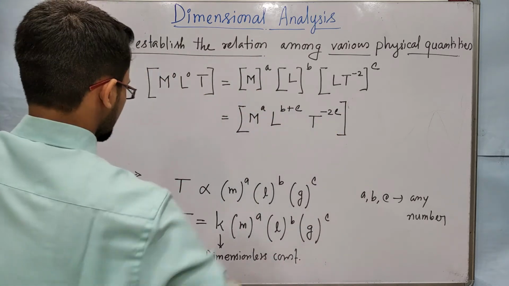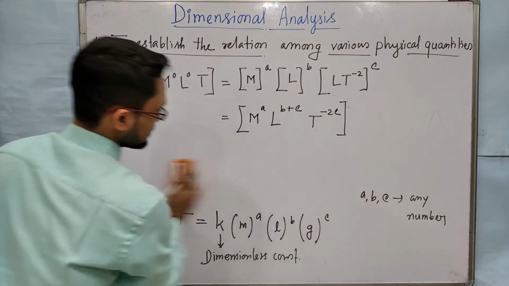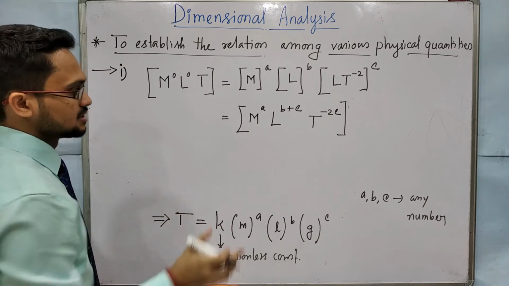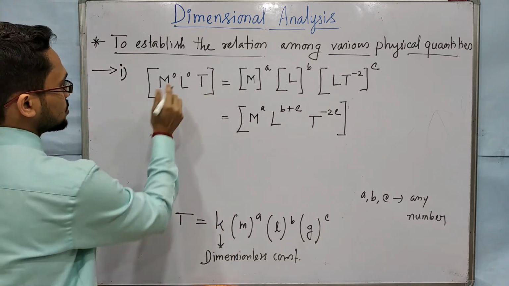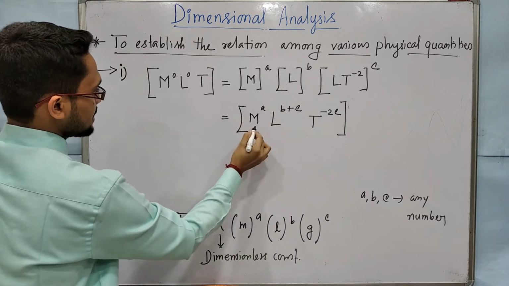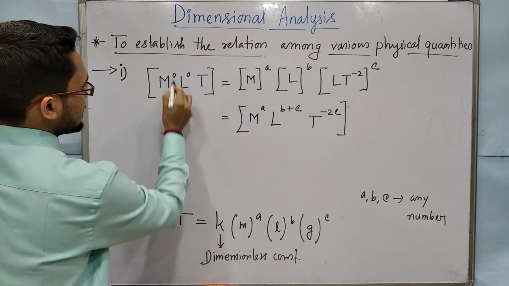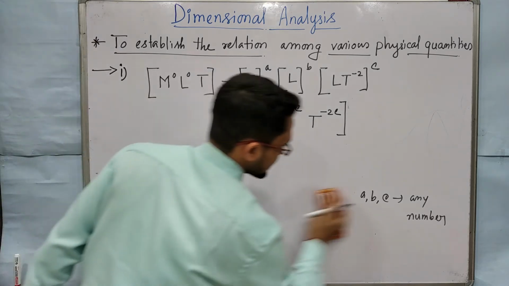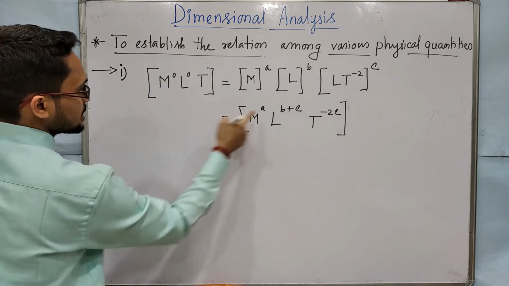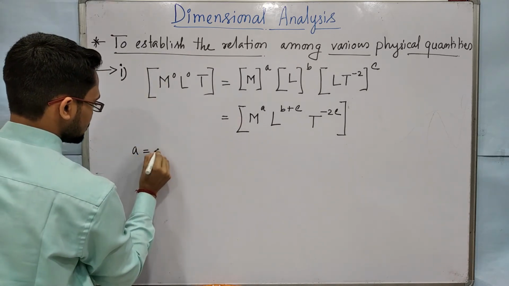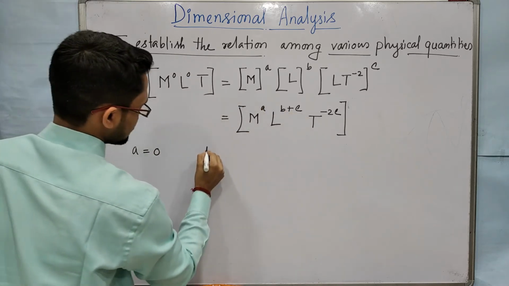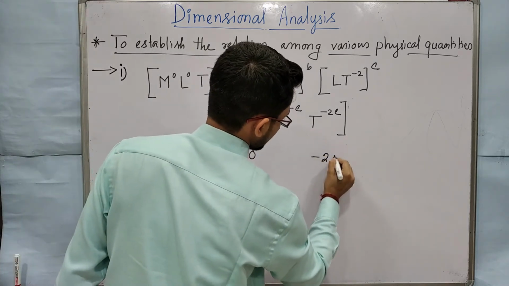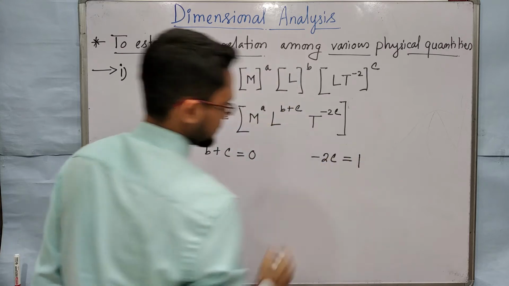Now what is our next step? Equate the powers on both sides for the same quantities. So on this side we take M and equate the powers, again L, on this side also L, equate the powers in this way. You will get, from M, a equal to 0, then b plus c equal to 0, and the third equation will be minus 2c equal to 1.